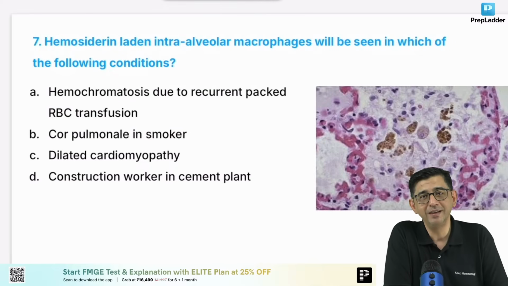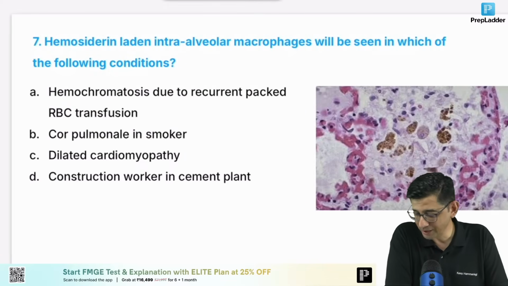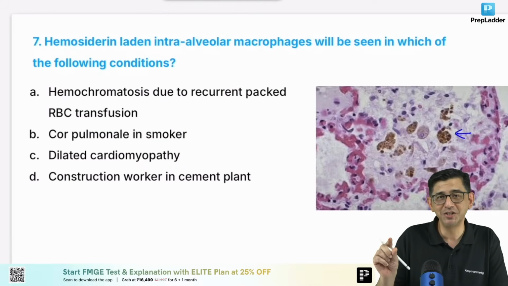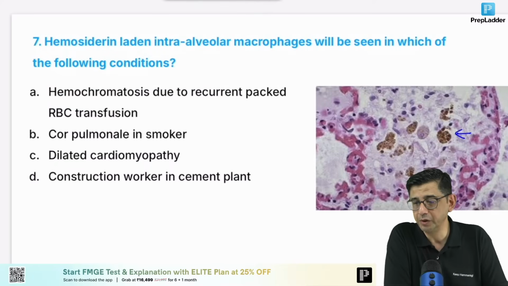Hemosiderin-laden intra-alveolar macrophages. Even in your NEET PG, there was a question on heart failure cells. So I'm giving those heart failure cells, check out those hemosiderin-laden brownish cells which are present in the lungs of the patient. So he's asking which of the following conditions would be responsible for contributing to this manifestation.